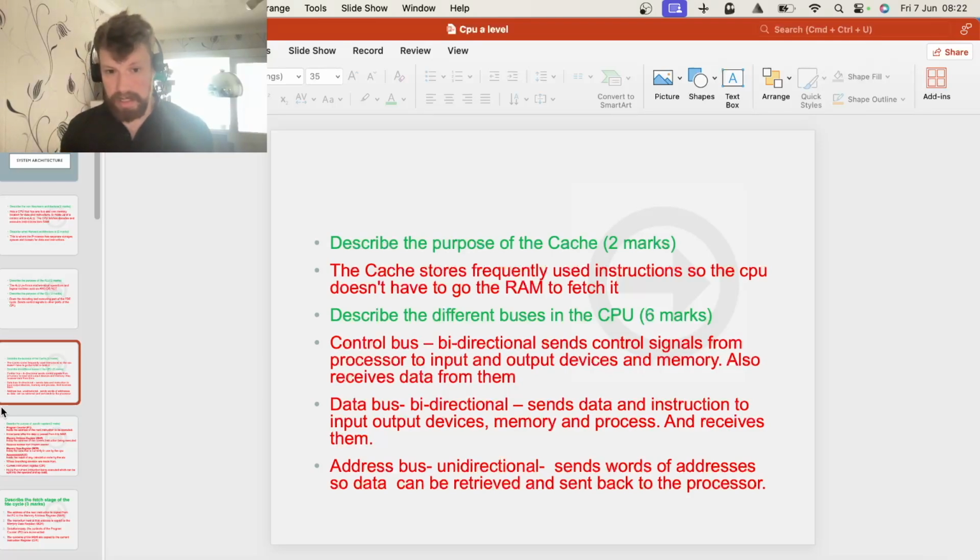Different buses within the CPU. I have no idea why they like to know this when you're describing them. So the three of them, you'd get a mark for just stating them, because they'll be like, state and describe a bus. I've put them all there for you, so you can make a flashcard for each of those.